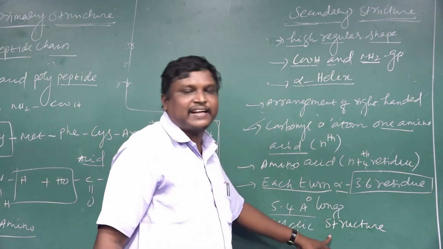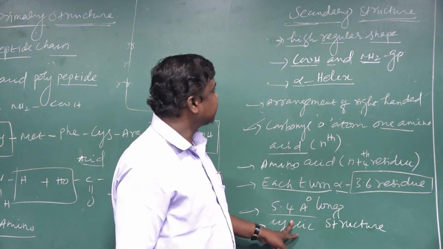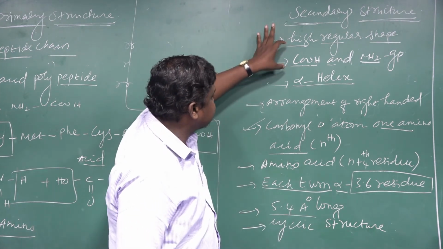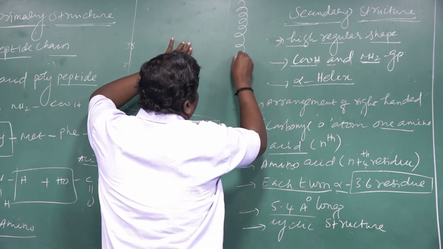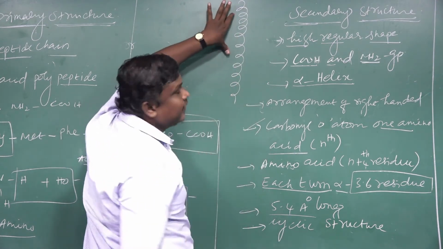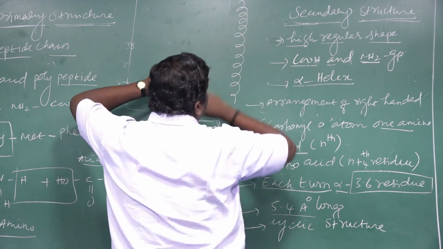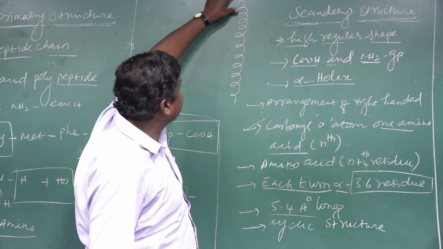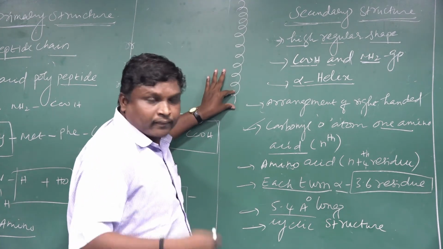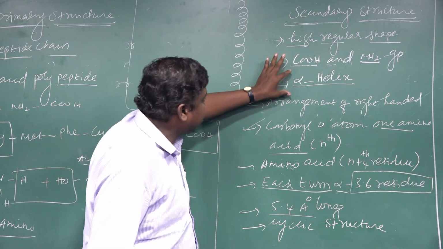Fifth one, it is cyclic. This secondary structure, alpha helix, becomes a highly regular shape. One end would have the amino end, N, and the other end would have COOH. This is an alpha helix.